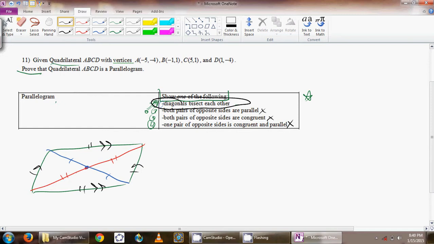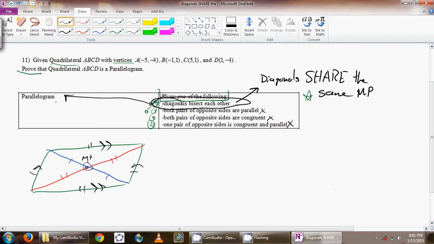I'm going to show that my red diagonal cuts the blue diagonal in half, and my blue diagonal cuts the red diagonal in half. Because look at that, that point bisects the blue one. That's called a midpoint. That point bisects the red diagonal. That's called a midpoint. The way I'm going to show that diagonals bisect each other is that diagonals share the same midpoint. If my midpoint for the red segment is the same as the midpoint for the blue segment, that's me showing that the diagonals bisect each other. And then I'm showing one of the following, so I prove that that shape must be, at a bare minimum, a parallelogram. So that's what I'm going to do.